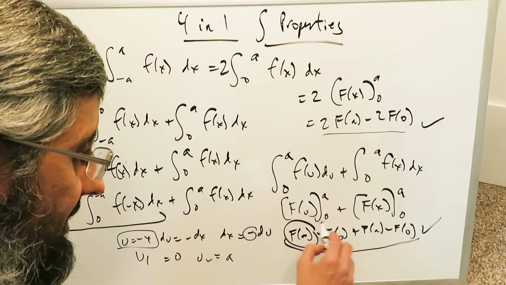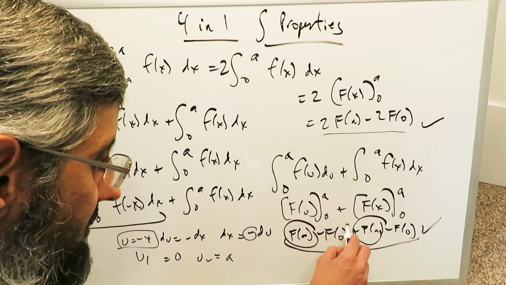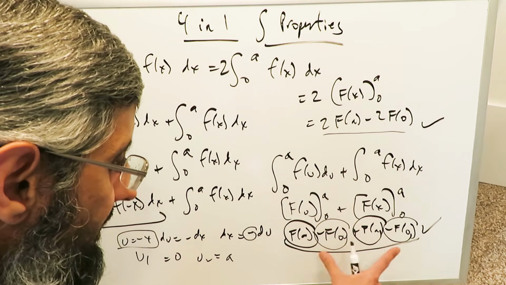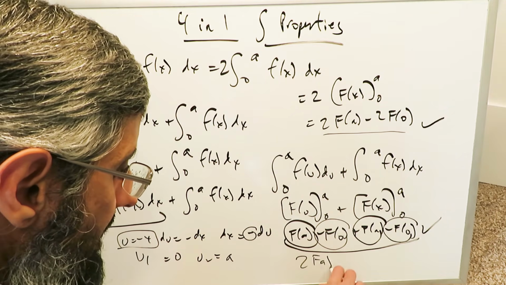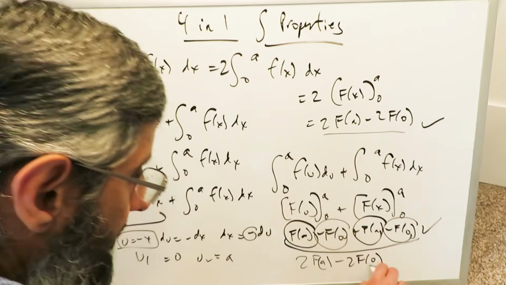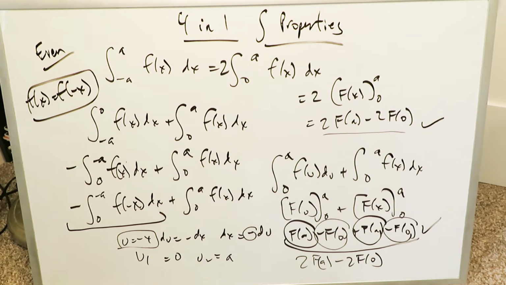Remember, you're having two of these f of a's combined, and you're having two of these negative f of zeros combined, and you're getting 2f of a minus 2f of 0, and it's done. Not a difficult one to show, but perhaps a little more involved.